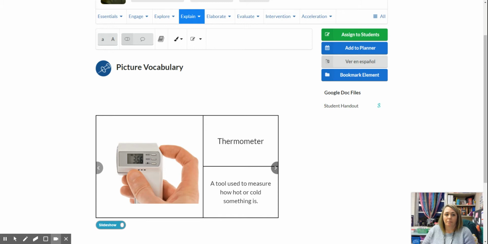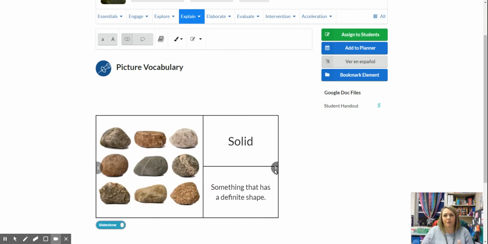Okay, so those are pretty basic words as far as heating and cooling and temperature. If you have any further questions on those, just let me know.